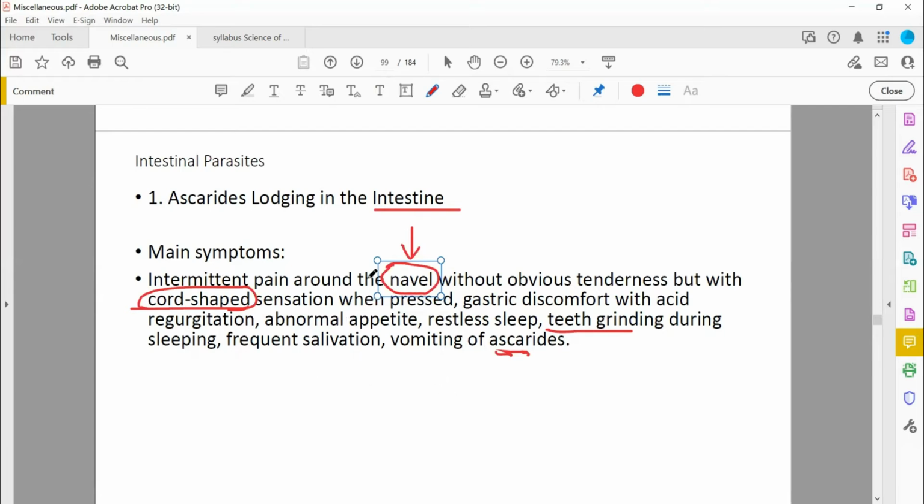Still, because it's in the gastric region, there's a gastric discomfort, but focus on the navel. And there's also teeth grinding combined with it. So for this one, the keywords are the navel location and teeth grinding. Right, the location, that's in the navel.